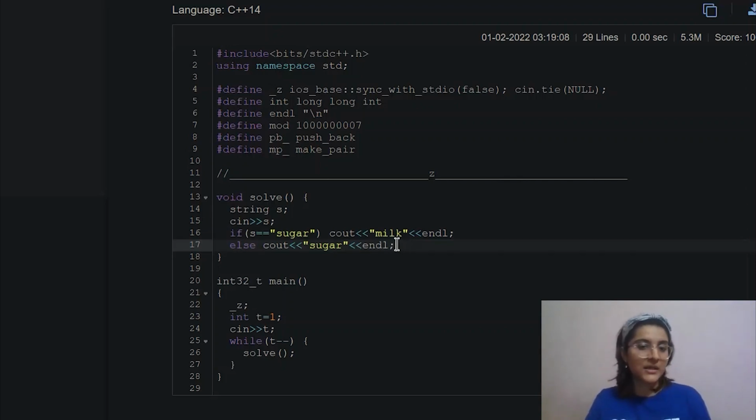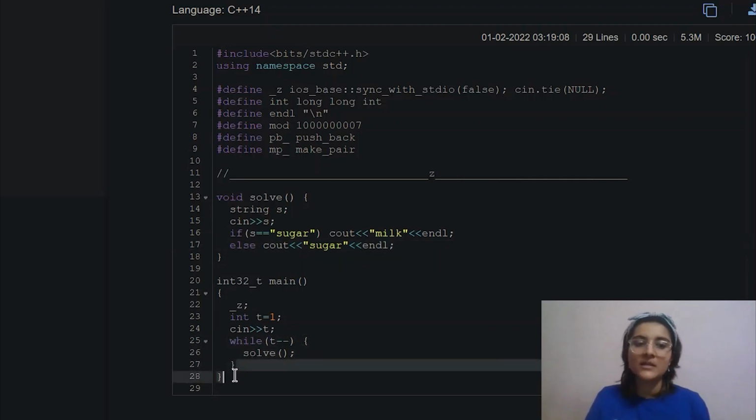Once you're done with the else part or the if part, whichever one your control got into, you'll be out of this function and back into the while loop. Once the while loop terminates, you will be at the end of main. That means your code will have terminated entirely.